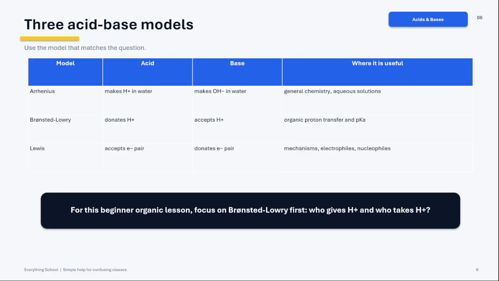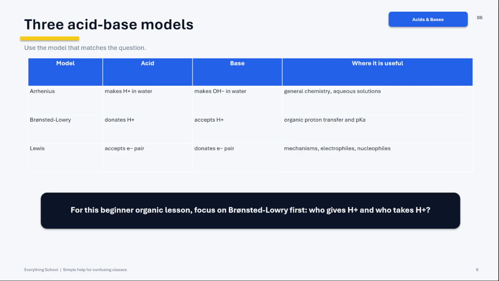Slide 6. 3 acid-base models. Use the model that matches the question. The table gives 3 models: Arrhenius, Bronsted Lowry, and Lewis. An Arrhenius acid makes H+ in water, and an Arrhenius base makes OH- in water. That is mostly useful in general chemistry and aqueous solutions. A Bronsted Lowry acid donates H+, and a Bronsted Lowry base accepts H+. That is the most useful model for organic proton transfer and pKa.